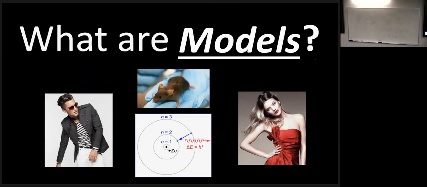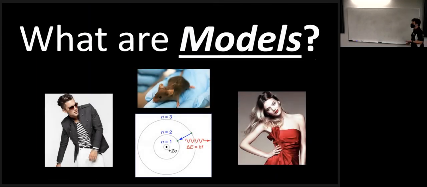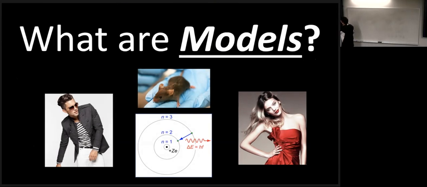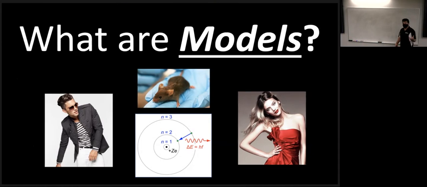And so then we had to say, well, then what the heck is a model? So we have to better understand that. My claim was that everything on this slide is a model, from the fashion models to the animal models to the Bohr model of the atom. They all are flawed, inaccurate in some sense, but very useful.